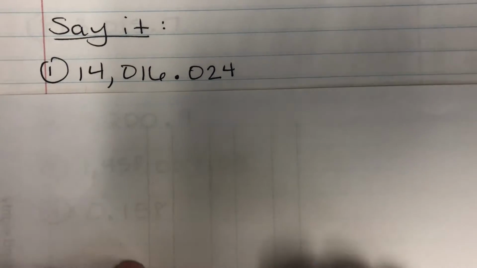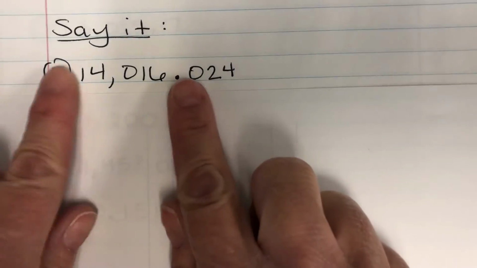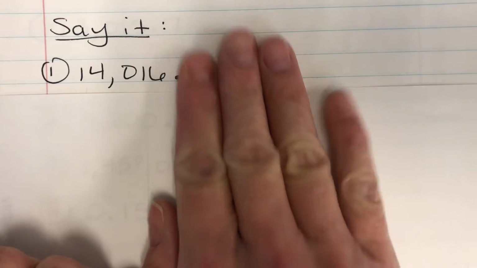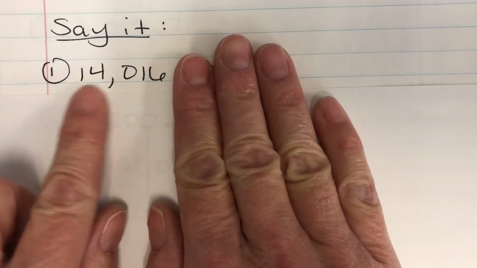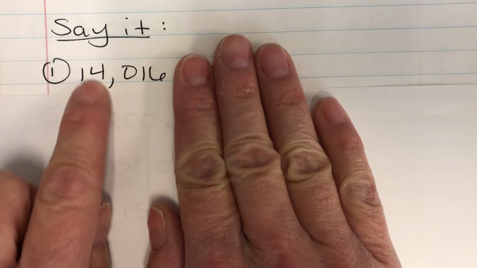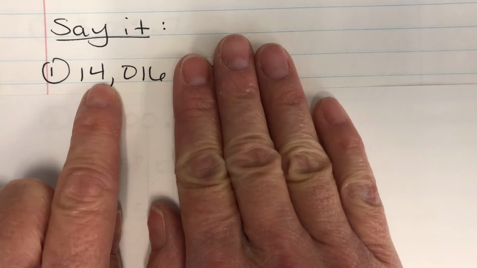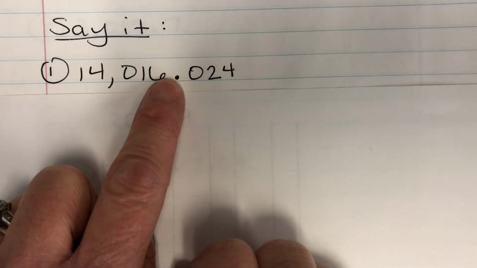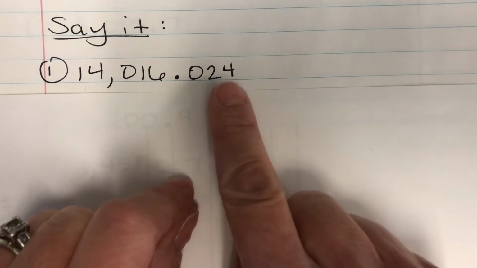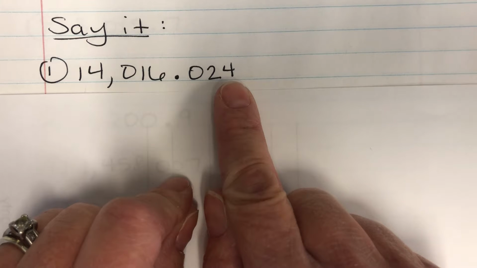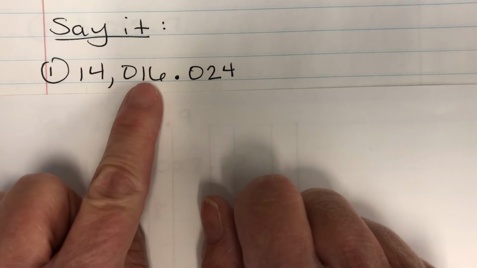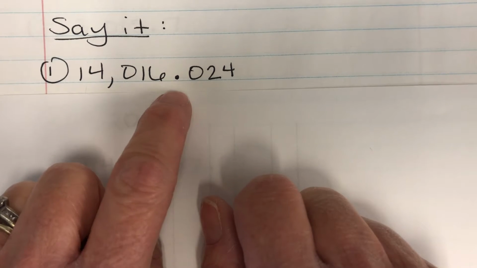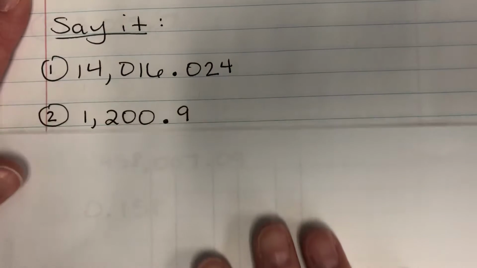All right, welcome back. Okay, so we already learned how to do this kind of number, right? The digits that are to the left of the decimal point, we do that like normal. So to the left of the decimal point, I'm going to start over here. I see the first chunk before the comma. This is the number 14, and this 4 is in the thousands place. So this would be 14,016 and 24 thousandths. That 4 is in the thousandths place. So 14,016 and 24 thousandths. All right, next.